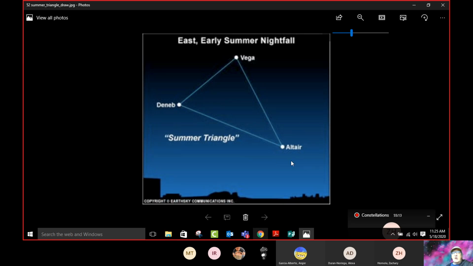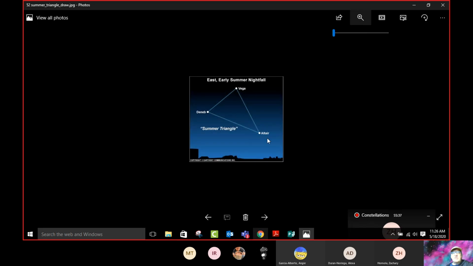It's the brightest star in the constellation Aquila, the eagle, and that star is called Altair. Vega is the brightest star in the constellation of Lyra, the lyre, or the harp. Deneb is the brightest star in the constellation of Cygnus the swan. So together, these are easy to find, taking up a big space in the sky in the summertime. You might be able to start seeing them now, actually.